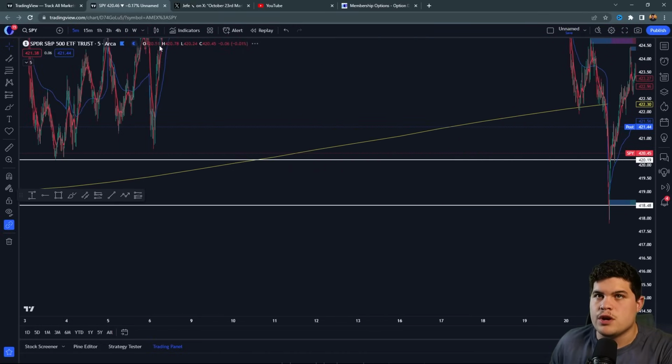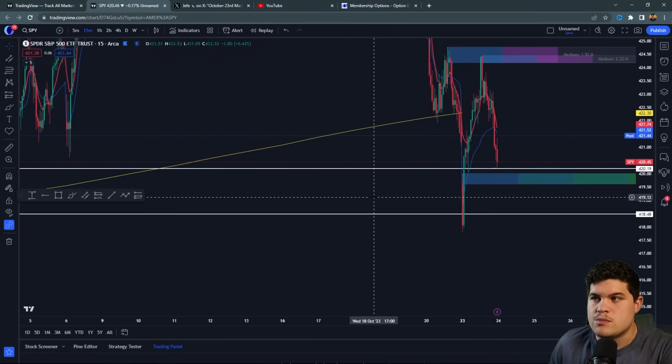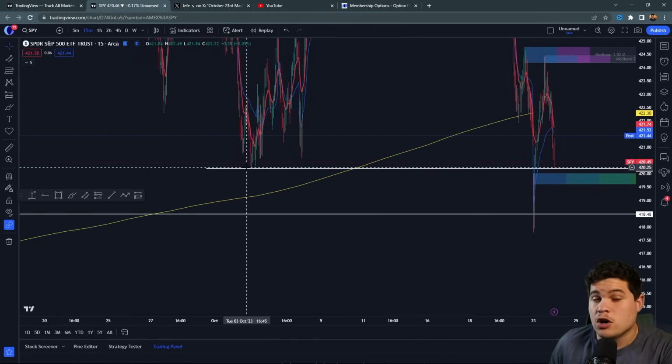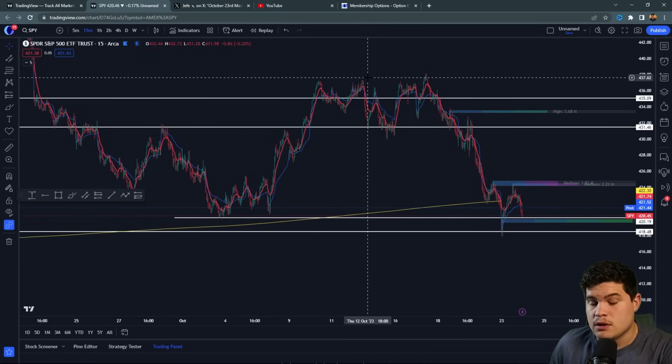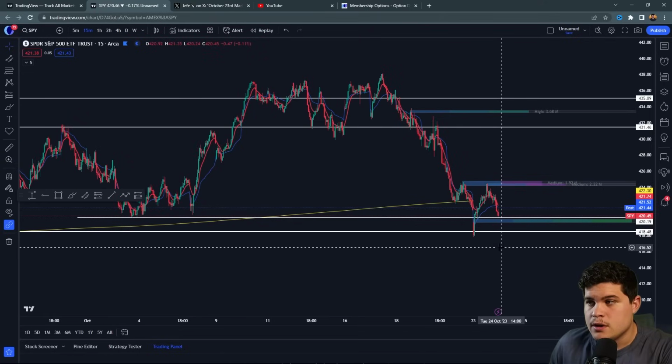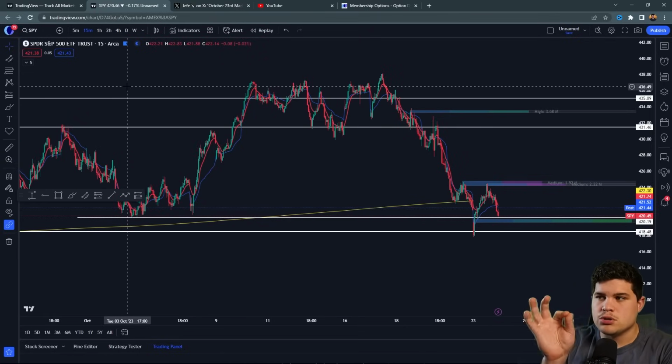Now, also, another level I want y'all to keep in mind, going to the 15-minute chart. This was our lows from October 3rd. So our first pullback until we pushed back basically into that 438 level and came back down. Okay, so I want you to keep those in the back of your mind.